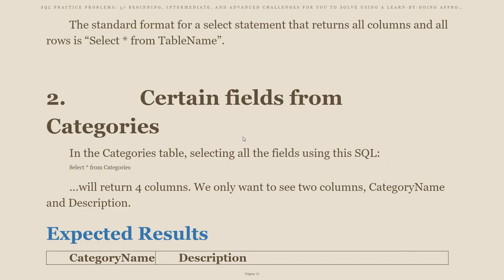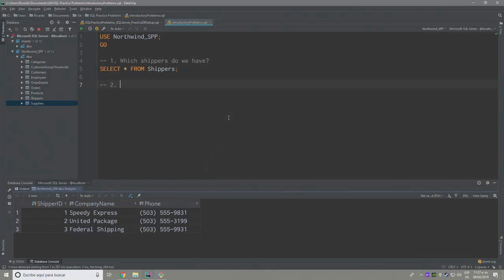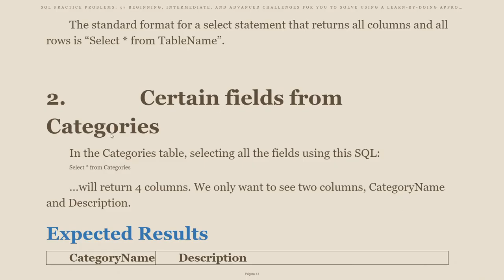Okay, it says certain fields from categories. Okay, in the categories table, selecting all the fields using this SQL, select asterisk from categories, will return four columns. We only want to see two columns, category name and description. Okay, let's do that. Oh, wait. Certain fields from categories. Okay.